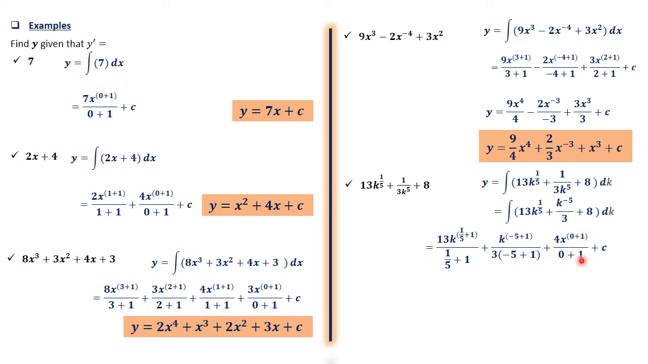There's a mistake here. I need to mention there's a mistake here. This should be 8. Okay? Yeah, please correct that when you're working out the question. This would be 8x raised to the power 0. And therefore the answer will be that one there.